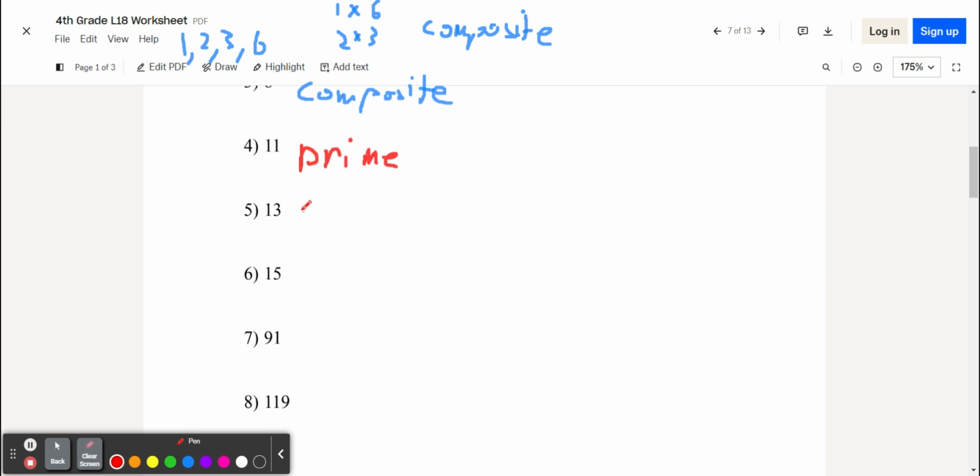The same goes for 13. 13 is also prime. And you can just tell by trying to divide by numbers. As for 15, 15 is not prime because it's divisible by 3. Its factor pairs are 1 times 15, but also 3 times 5. And so it has more than one pair of factors. So it is composite.